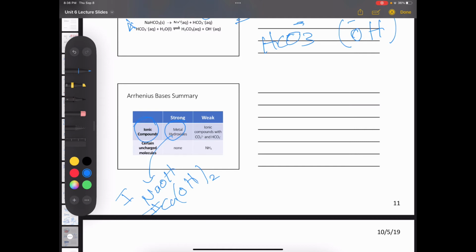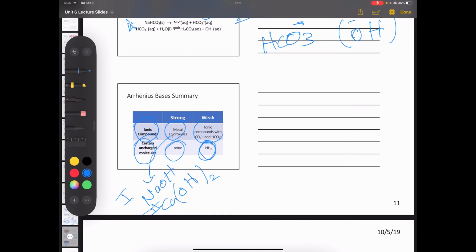Certain uncharged molecules, there is none that are strong, okay, because it's only ammonia that is considered an uncharged molecule that we recognize as a base, and ammonia is considered a weak base.